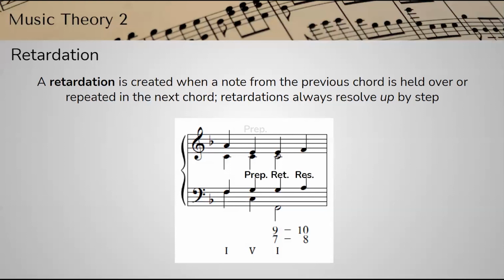retardation. Then there's another one happening at the same time. That E is the preparation note in the soprano, which then gets repeated and becomes a note that is dissonant with that harmony, right? Doesn't belong in the chord. So that's our 7 above the note F, which then resolves up by step to become the octave. So we call that a 7-8 retardation.